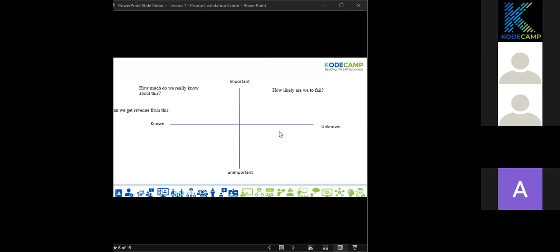So let's draw our graph. Can you draw your graph first, where you have important, known, unknown, and unimportant? We have six or seven of them, so we could take one at a time. When you want to place something, please let me know by raising your hand, and place it in the quadrant where it should be.